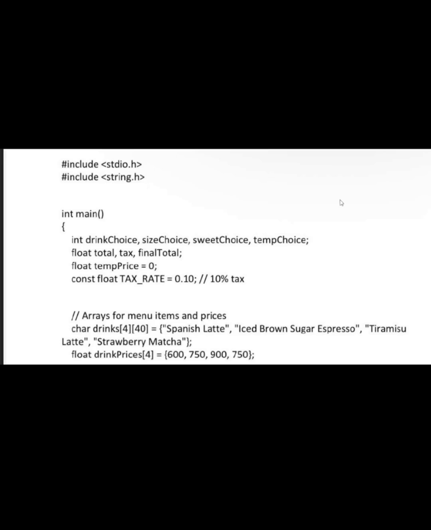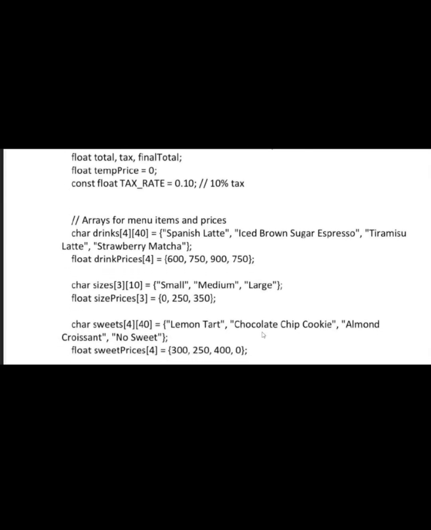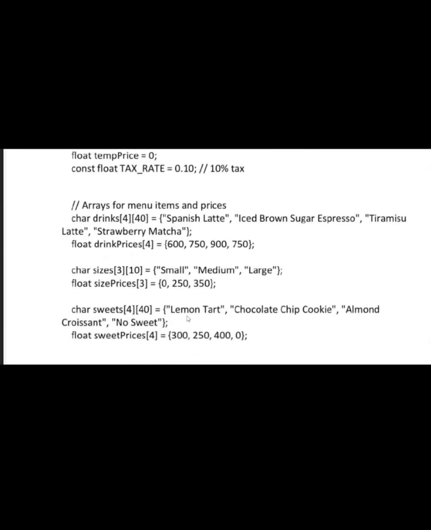In this code, first we define everything clearly, no more guessing. We're using arrays to store all our drink options. We have the drinks array with items like Spanish latte, iced brown sugar espresso, tiramisu latte, and strawberry matcha. And we also have a parallel array of drink prices holding their cost from 600 to 750 rupees. We do the exact same thing for sizes small, medium, large, and for our sweets like lemon tart and almond croissant.